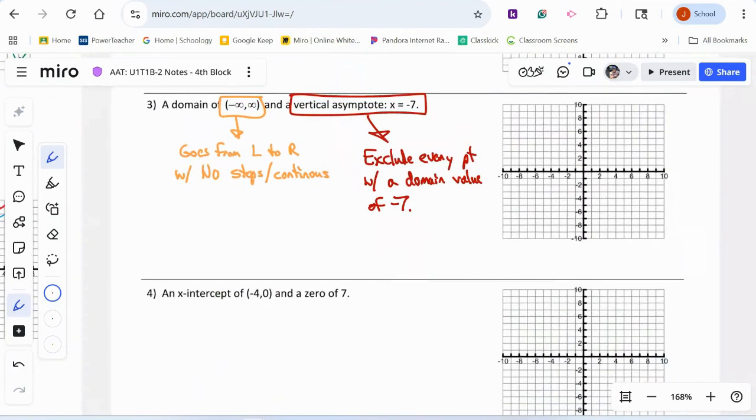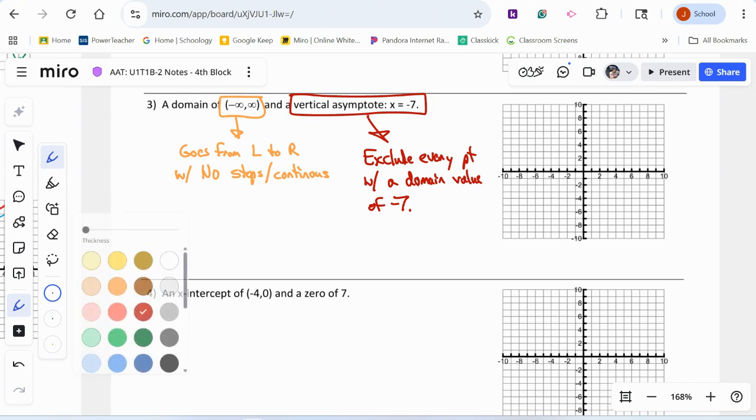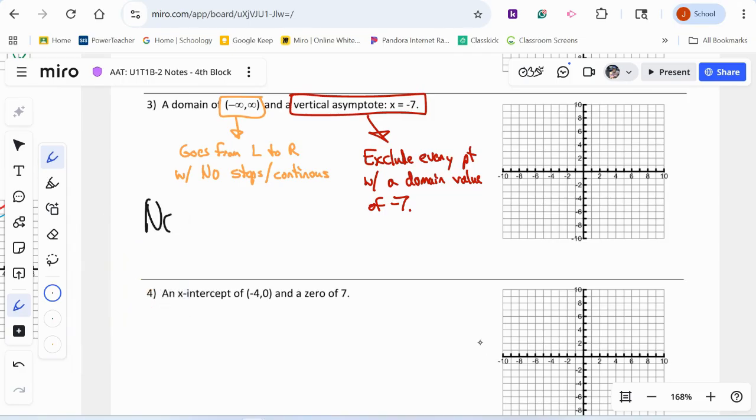Well, let's think about this, guys. Can these things coexist? Can we simultaneously include every number from left to right with no stops, have it be continuous, and exclude -7 because it's an asymptote? And the answer is, hopefully you've come up with this answer, no. This is not possible, right? We can't even sketch a graph because it's not possible.